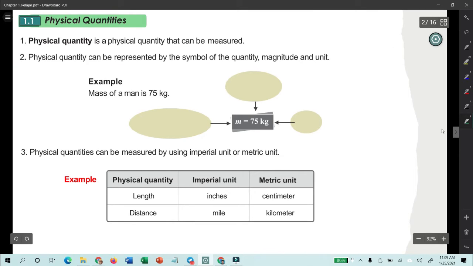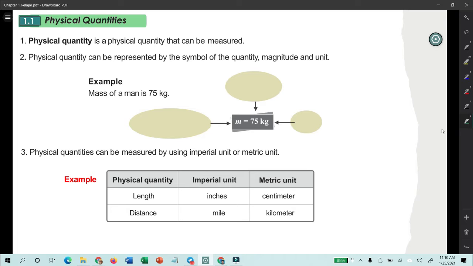Okay, so let's see about physical quantities. What I mean by physical quantities: basically, physical quantities are quantities that can be measured. For example, we can take mass. The mass of a man is 75 kilogram. So 75 kilogram actually represents the mass, right?